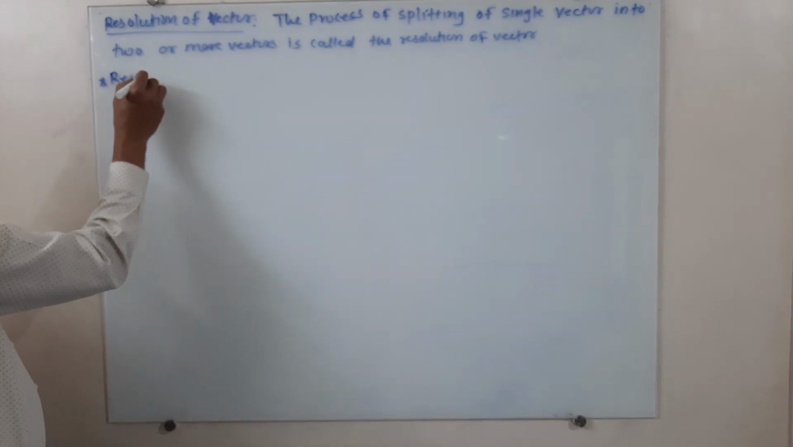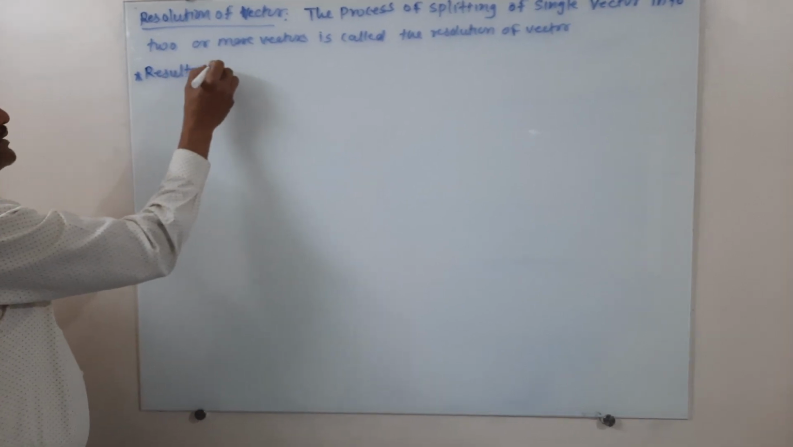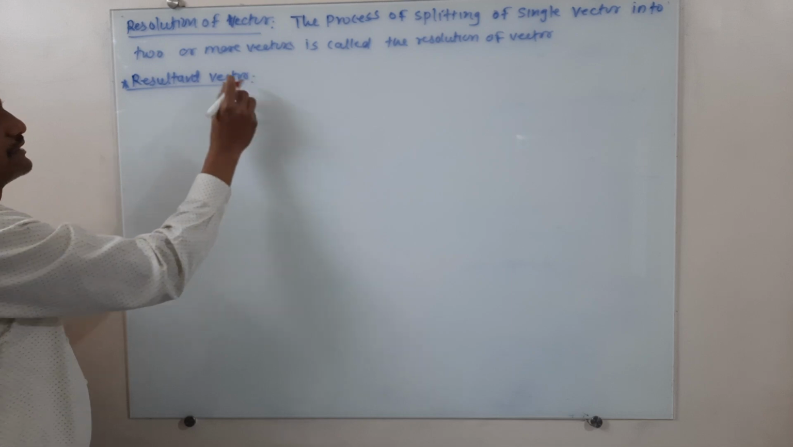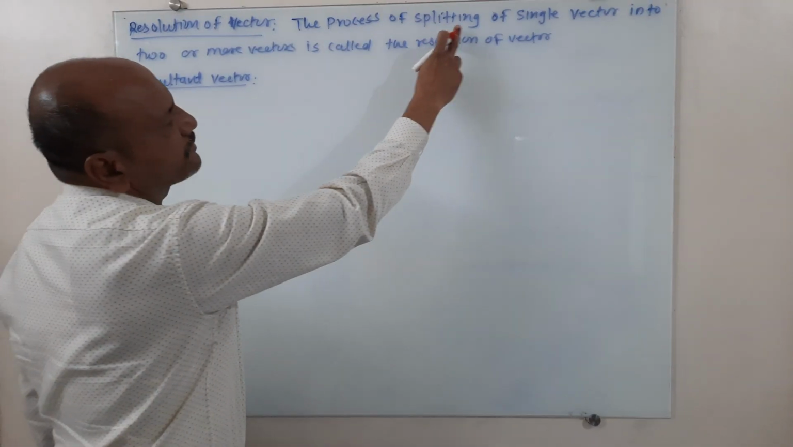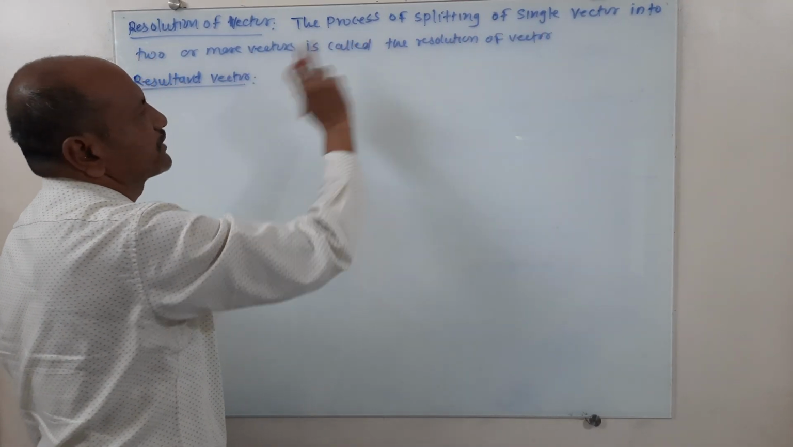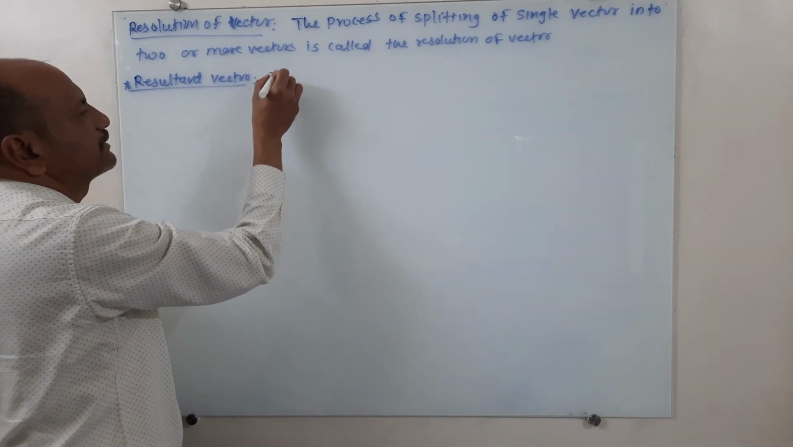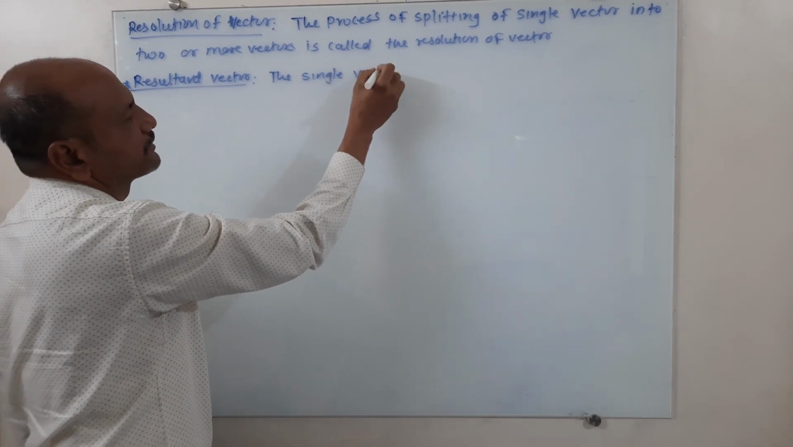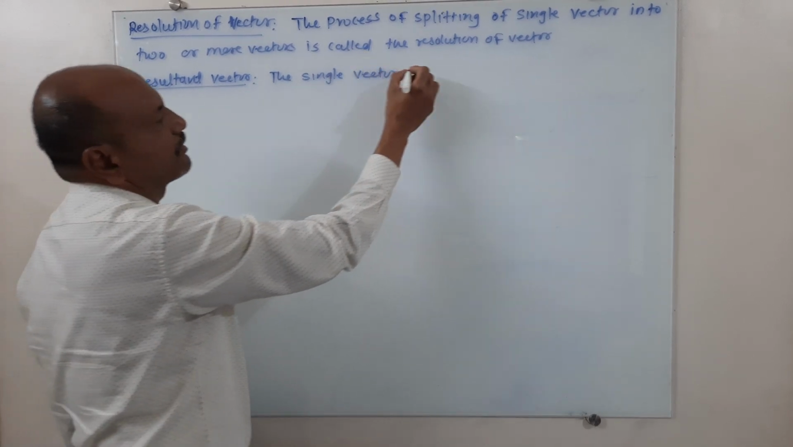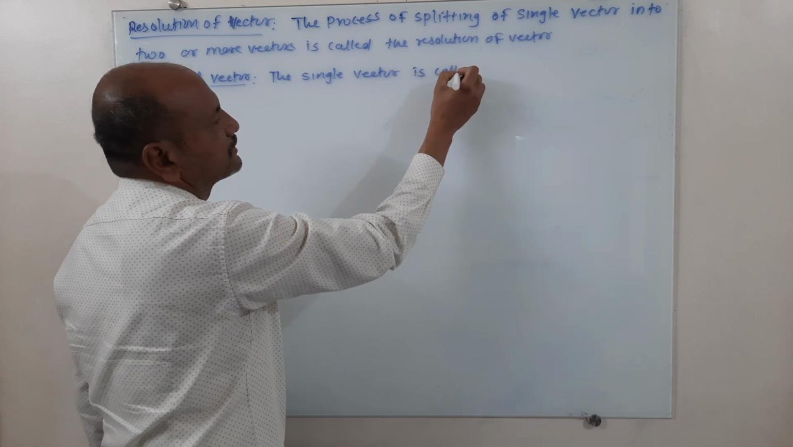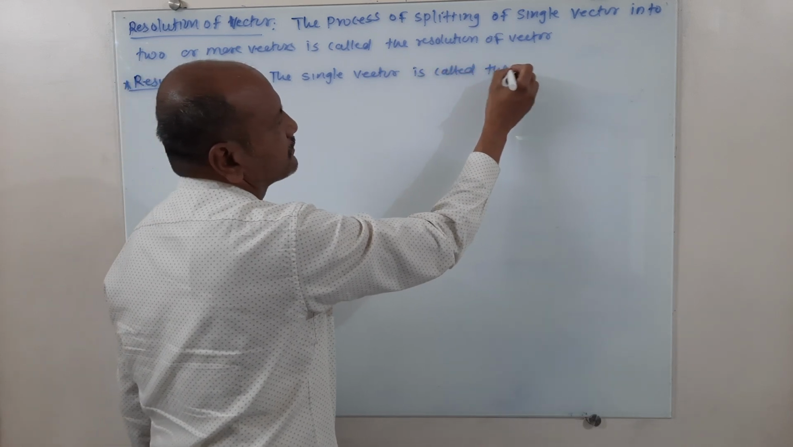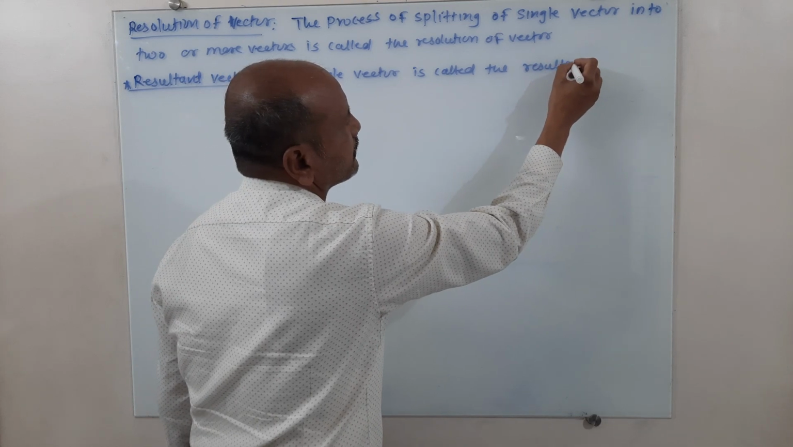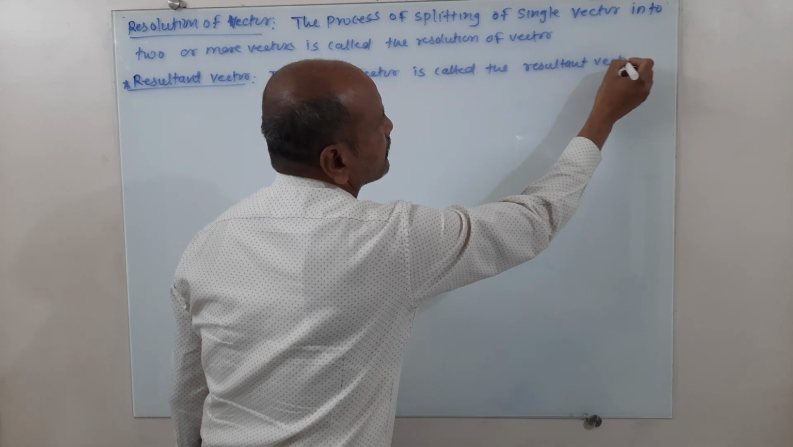Next definition, resultant vector. In this case, splitting of single vector into two or more vectors. Therefore, the single vector is called the resultant vector.